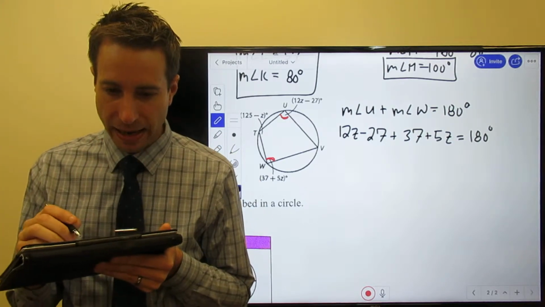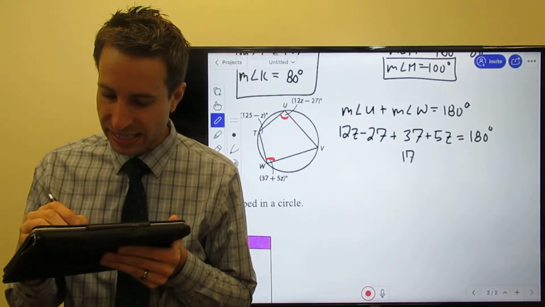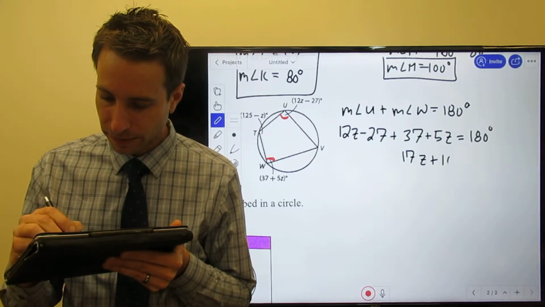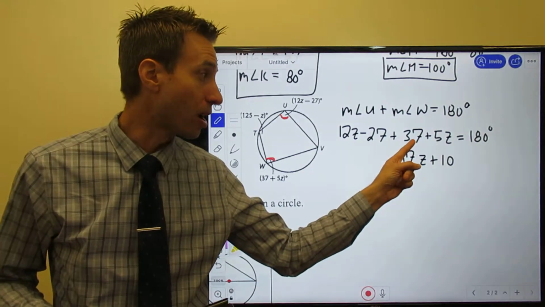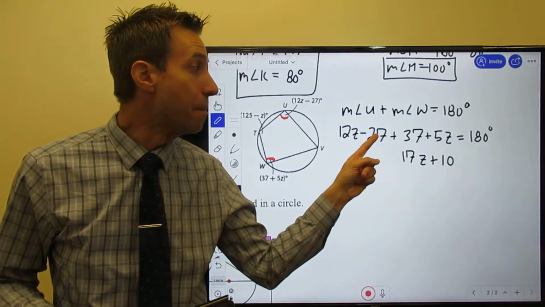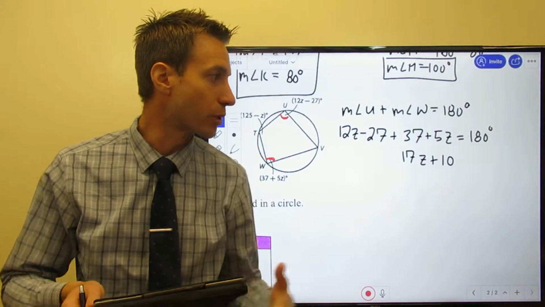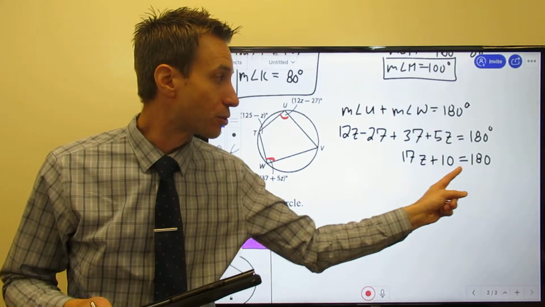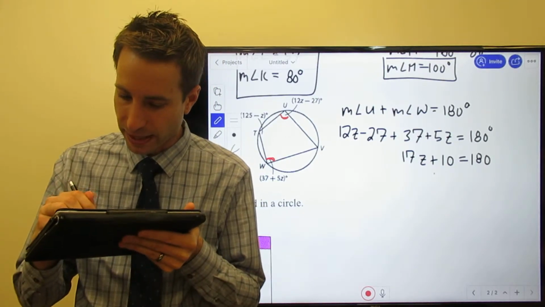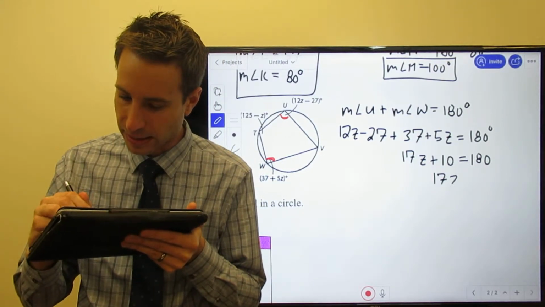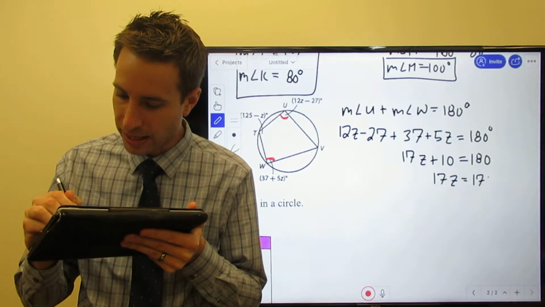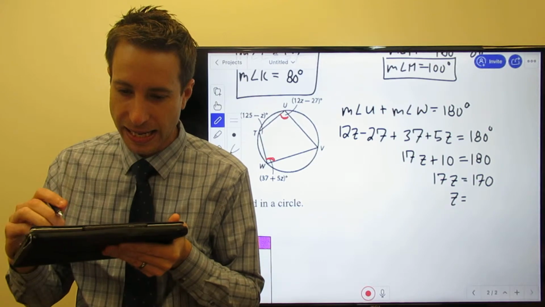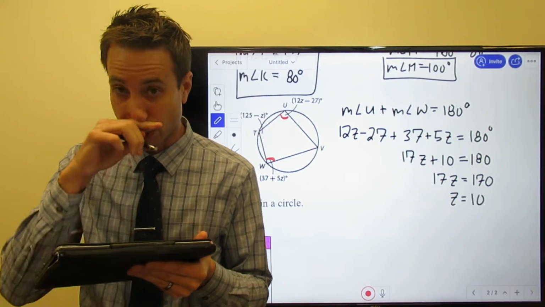We go ahead and combine our like terms. We wind up with 17z plus 10. Careful, it's a positive 37, and a minus 27, that's going to leave you with a positive 10. That's all equal to 180. Subtract 10, that's easy, 170. So you have 17z is equal to 170. Divide the 17 to the other side, and we wind up getting z is equal to 10.